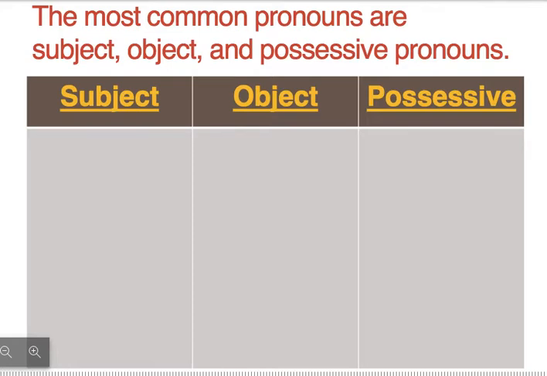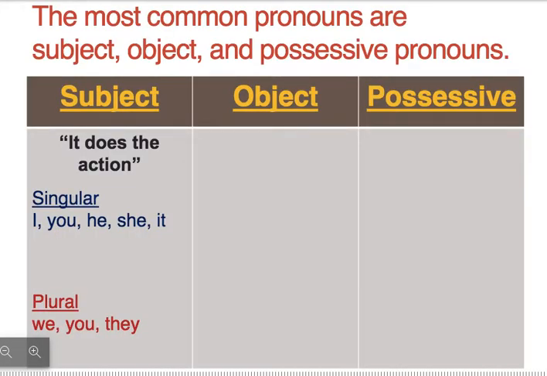There are different types of pronouns. There are subject, object, and possessive pronouns. And this should all be review to you. You have a chart that looks like the one on the screen in your notes. So make sure that you're filling in your chart as I go through and explain.